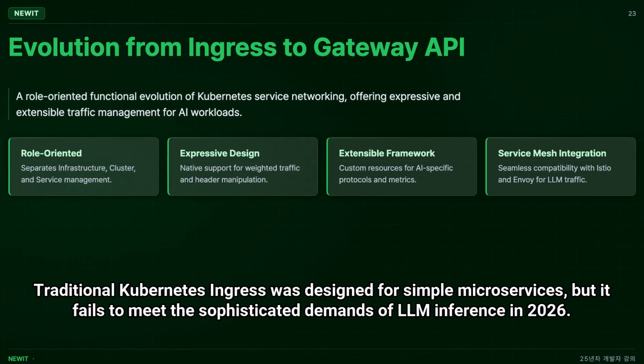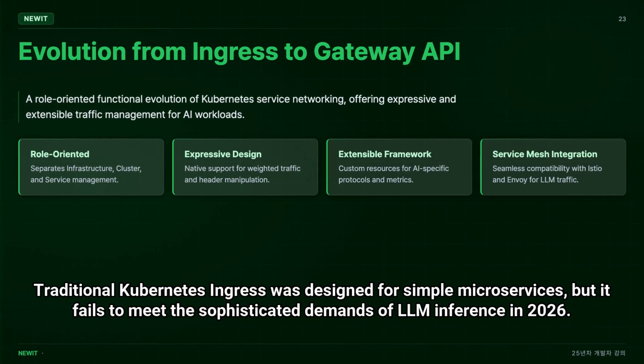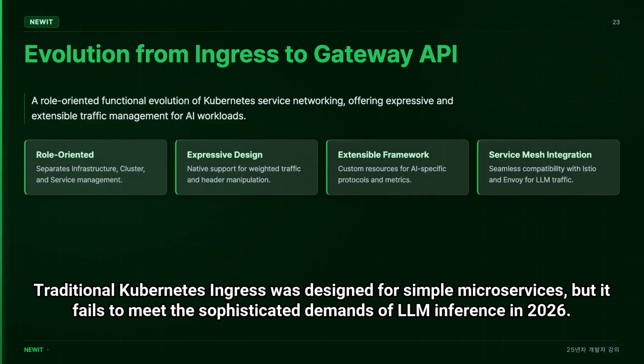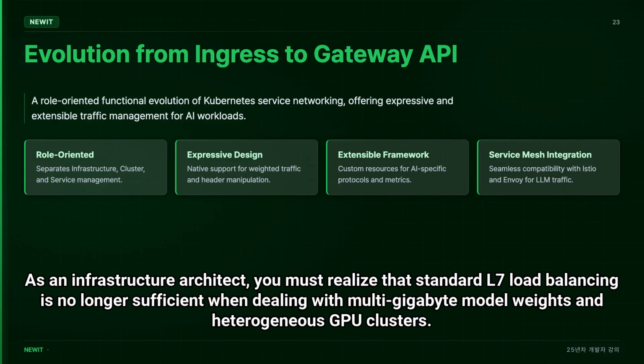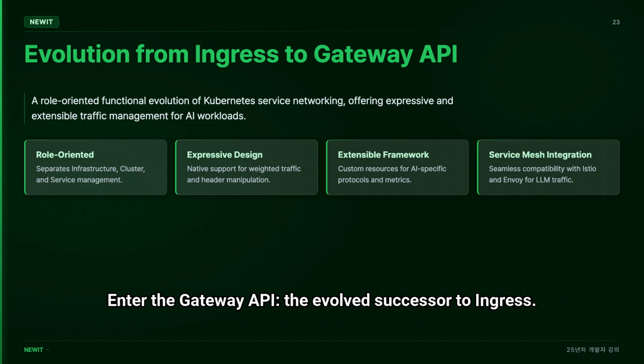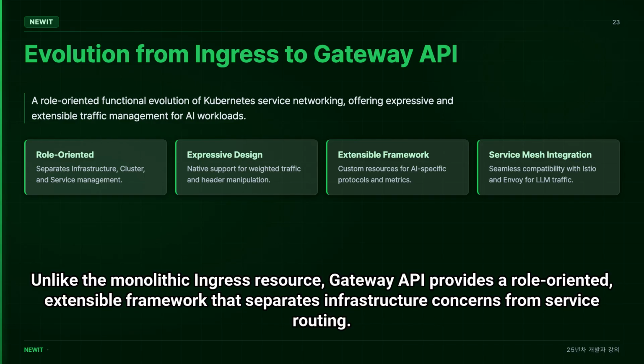Traditional Kubernetes ingress was designed for simple microservices, but it fails to meet the sophisticated demands of LLM inference in 2026. As an infrastructure architect, you must realize that standard L7 load balancing is no longer sufficient when dealing with multi-gigabyte model weights and heterogeneous GPU clusters. Enter the Gateway API, the evolved successor to Ingress.